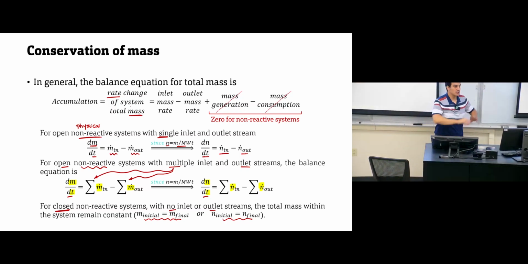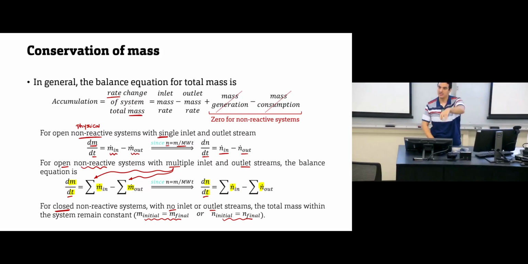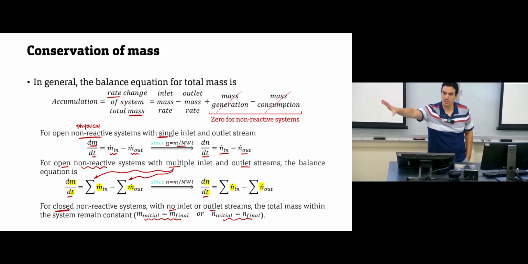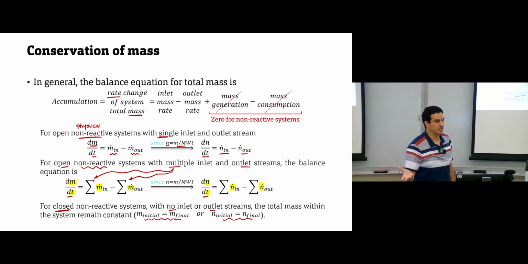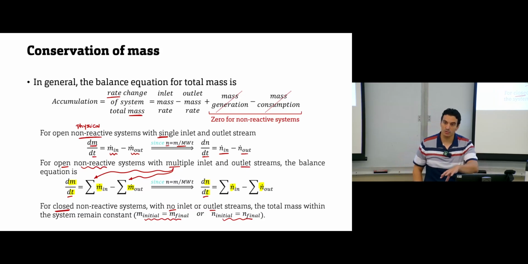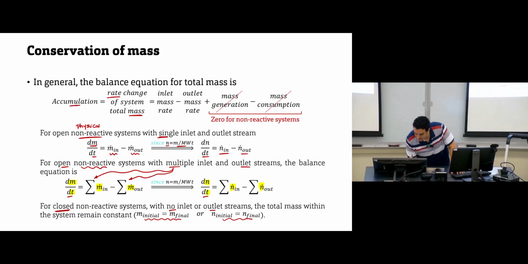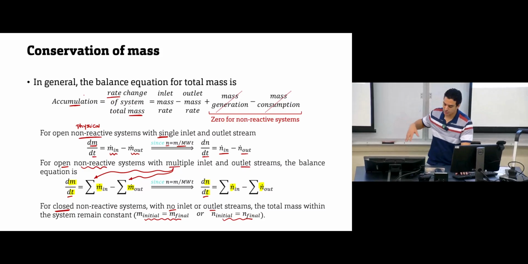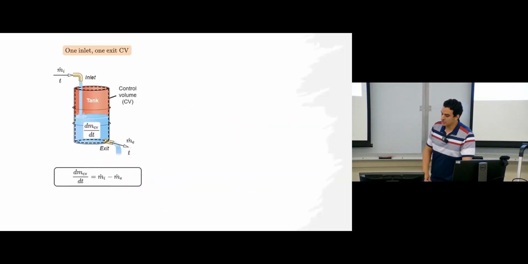Okay, so we start with the general equation, which has 5 terms: accumulation equals in minus out plus generation minus consumption. Generation and consumption can be neglected if we have a physical non-reactive system. Inlet and outlet can be a single stream, multiple streams, or we can have systems with no outlet, systems with no inlet, or systems with no inlet or outlet. And we have the accumulation term, and we will describe right now when this term can be neglected. Okay. So these are the examples we have.